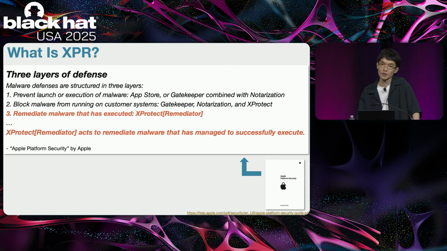According to Apple's platform security document, XProtect Remediator, or XPR, is the third layer of macOS malware defense. The first and second layers include the App Store Review, Notarization, Gatekeeper, and the traditional XProtect. These two layers are designed to prevent malware from being executed or distributed. But XPR kicks in after the malware is executed. Its job is to detect and remove malware that's actively running on the system.